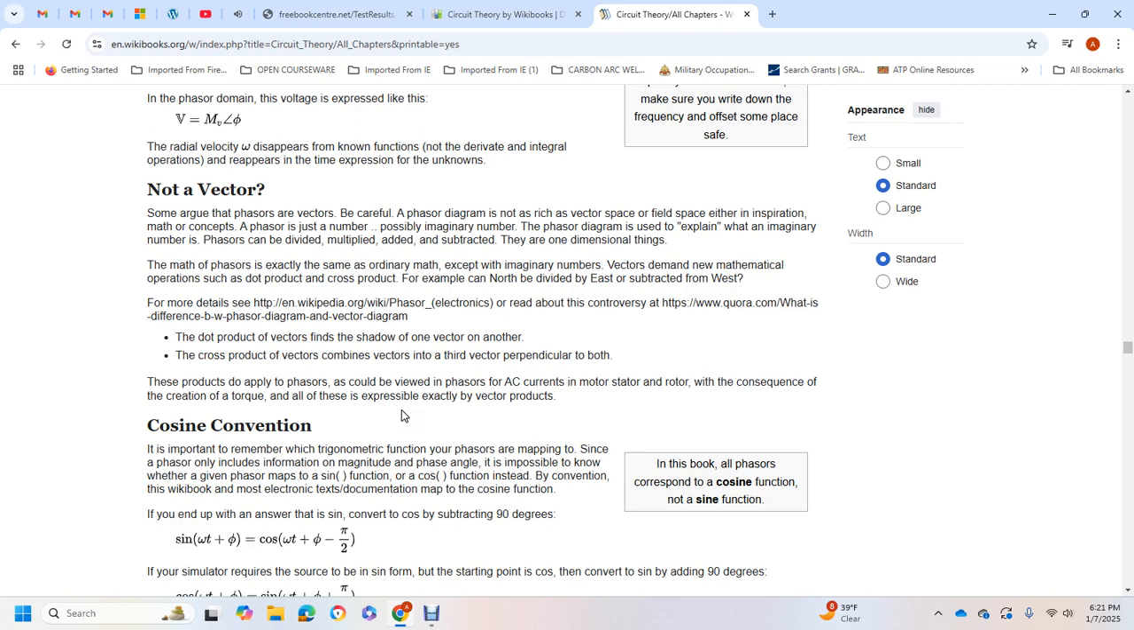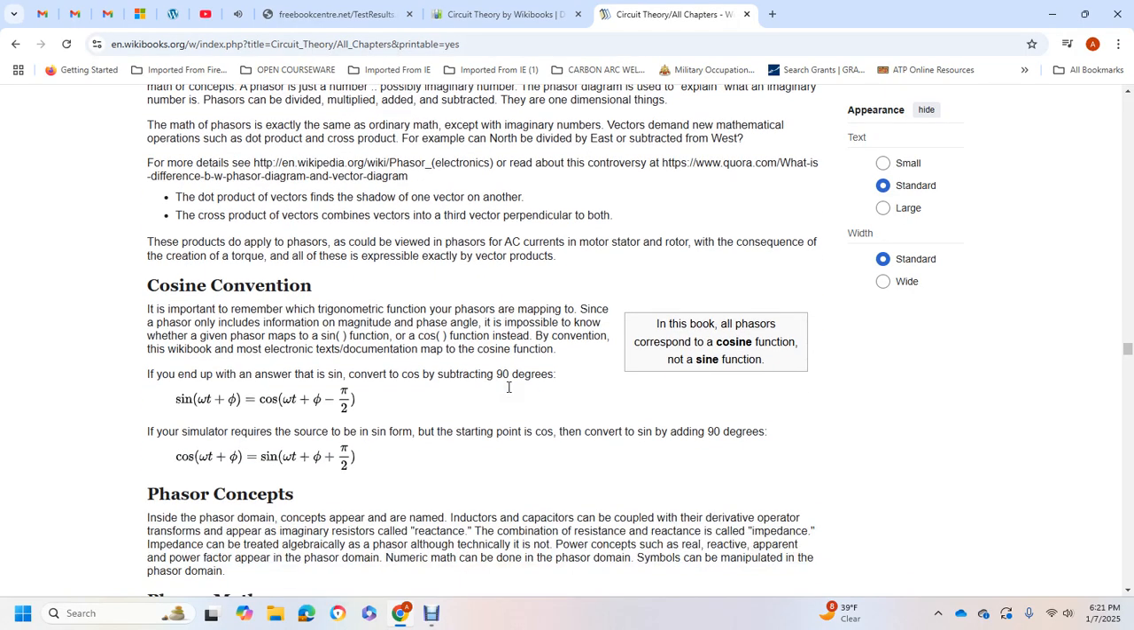What is the difference between a phasor diagram and a vector diagram? The dot product gives the shadow of one vector along another. The cross product combines vectors into a third vector perpendicular to both of them. These products do not apply to phasors. It can be viewed with the AC current phase in a motor starter with the stator or rotor, creating the torque. All these are especially vector products.